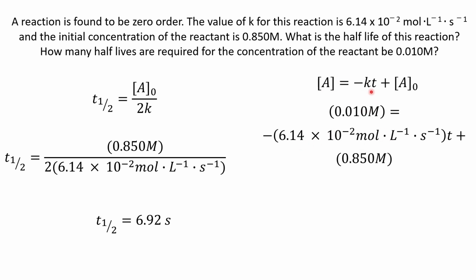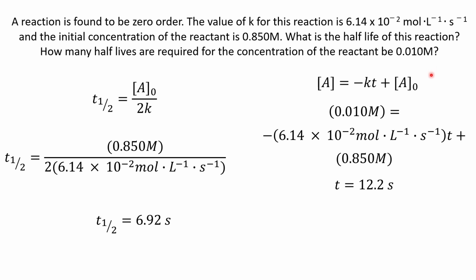Here is my value for K. Don't forget this negative here. That's a very, very common mistake to make. I'm calculating T, and my initial concentration of A is 0.85 molar. So simply solving for T, I get a time of 12.2 seconds. So it will take 12.2 seconds for this reaction to get to a concentration of 0.010 molar.